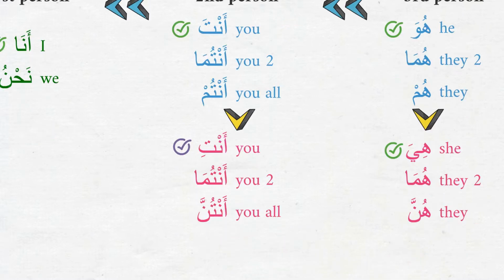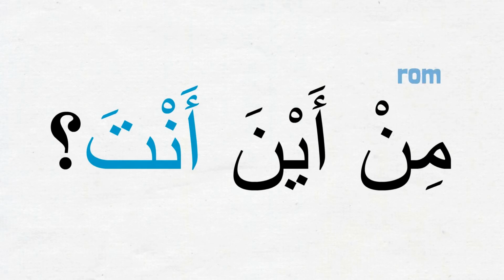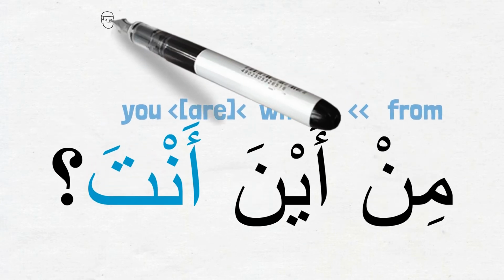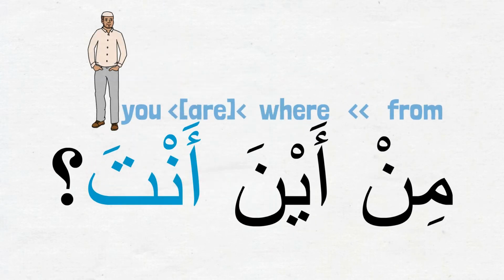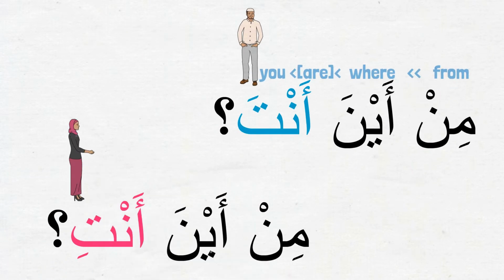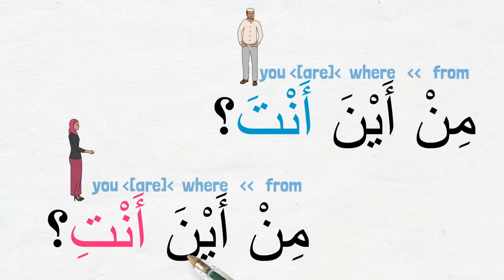For example, if we ask من أين أنت, where are you from, we would be directing our question to a singular مذكر or someone who is a male. And if you want to direct the question to a female, we would say من أين أنت, where are you from, من أين أنت. We'll see many more examples for this ضمير throughout this lesson inshallah.